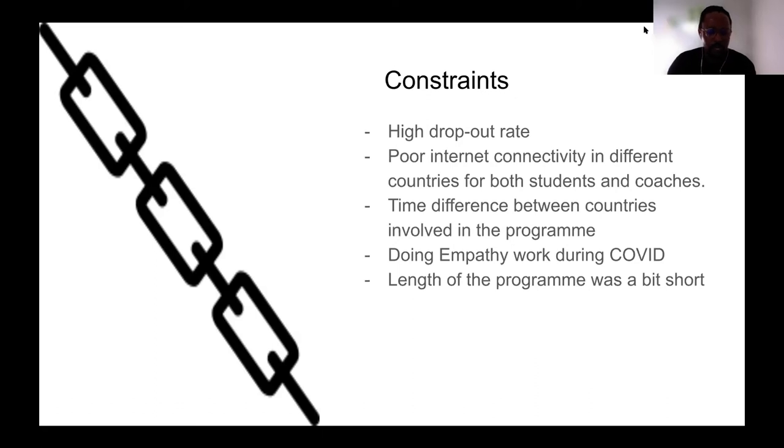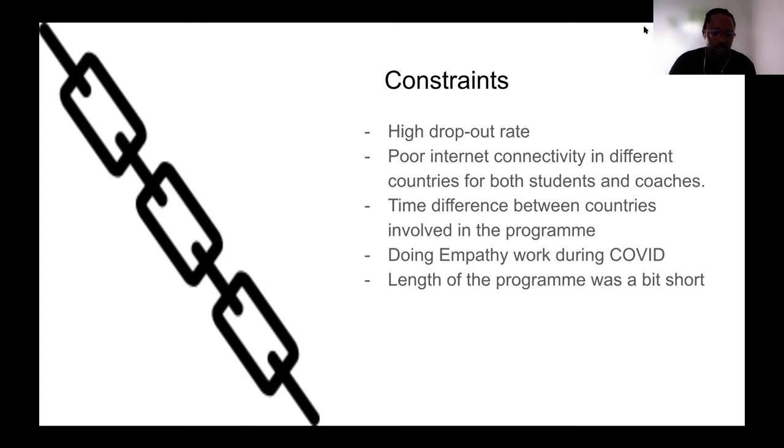The second constraint was the poor internet connectivity for both students and coaches in different countries. And this really caused a lot of disruption in the process. Some students would fall off the call and then not come back at all. For the ones that would come back, it would take a coach a long time to catch them up. And given that we didn't have a lot of time, we only had 4 hours in a day and there were a lot of activities to cover, this was a little bit challenging. It took a lot of time.